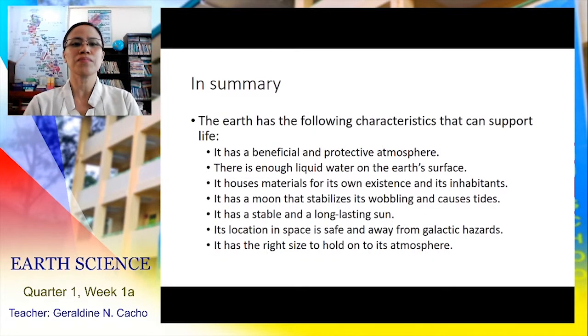In summary, the Earth has the following characteristics that can support life. It has a beneficial and protective atmosphere. There is enough liquid water on the Earth's surface. It houses materials for its own existence and its inhabitants. It has a moon that stabilizes its wobbling and causes tides. It has a stable and long-lasting sun. Its location in space is safe and away from galactic hazards. Lastly, it has the right size to hold on to its atmosphere.